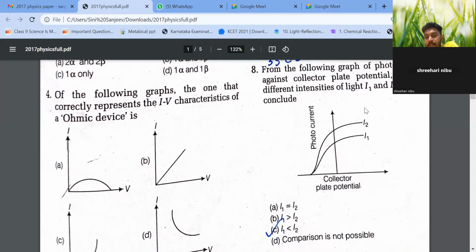Can you see these two things? What is greater here? Intensity is greater in which one, I1 or I2? I2, sir. So it is greater than I1. That is the conclusion we are taking from this. It's not a big science thing, it's a very small topic. Since it has not been taught, that might be the reason you don't know this.